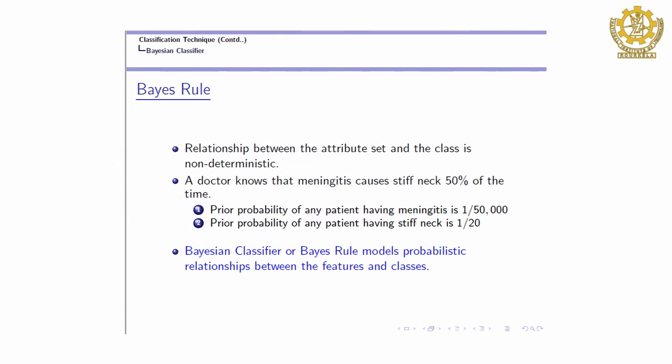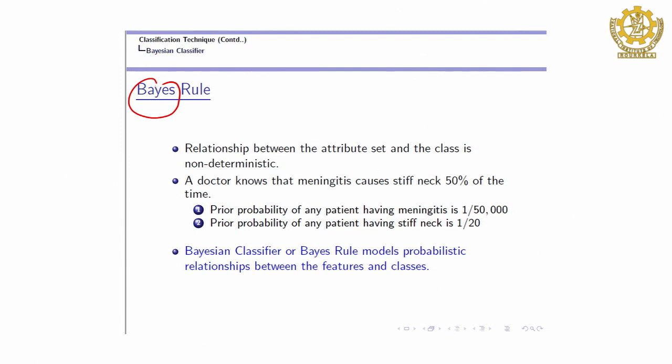Many times, in the earlier examples of classification data sets, we have a very definite relationship between the class label and the features of an object. But sometimes it may not have this definite relationship. Sometimes the relationship is non-deterministic. To explore this non-deterministic relationship, we will learn a classifier called the Bayes classifier. One example can clarify more for you.